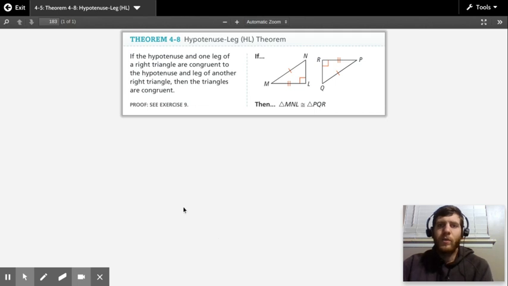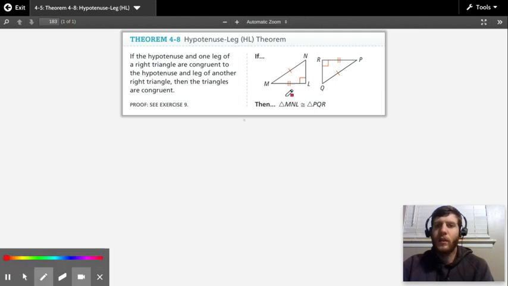All right, example 2 wants us to use the HL theorem here. So just to go over it one more time, if the hypotenuse and one leg of a right triangle are congruent to the hypotenuse and leg of another right triangle, then the triangles are congruent. So we have right angles here indicating that we have right triangles.